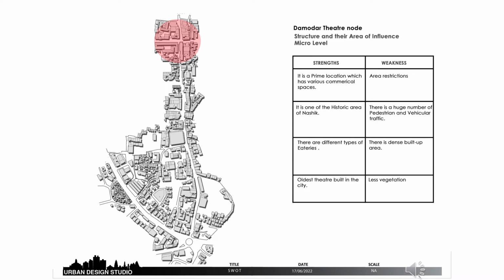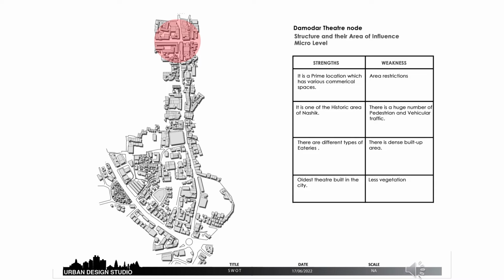Last but not the least, talking about the Damodar Theatre node. Its strengths are it is a prime location which has various commercial activities. It is one of the historic areas of Nasik as it connects the old and new Nasik. There are different types of eateries. The oldest theatre has been built in that area.